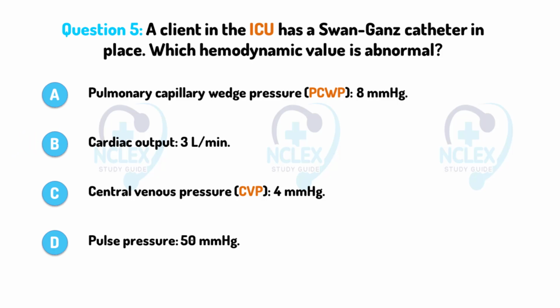Correct answer, B. Cardiac output, 3 liters per minute. Explanation: a cardiac output of 3 liters per minute is below the normal range, 4 to 8 liters per minute, indicating reduced heart function and potential cardiac compromise.